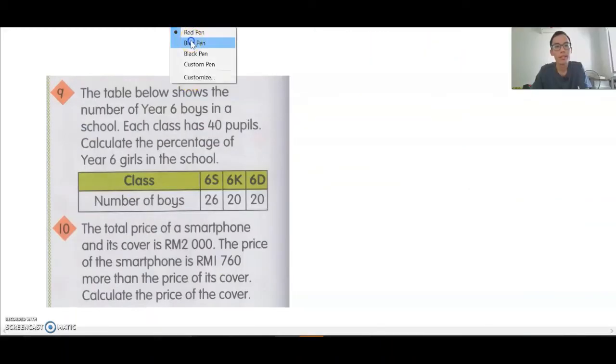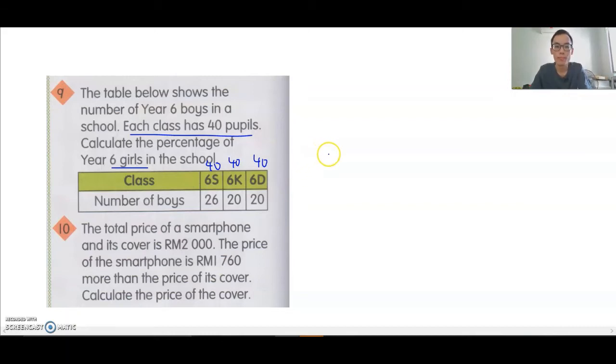Question 9. The table below shows the number of year 6 boys in a school. Each class has 40 pupils. So there are 3 classes here, right? So 40 pupils, 40 pupils, 40 pupils. Calculate the percentage of the girls in the school.